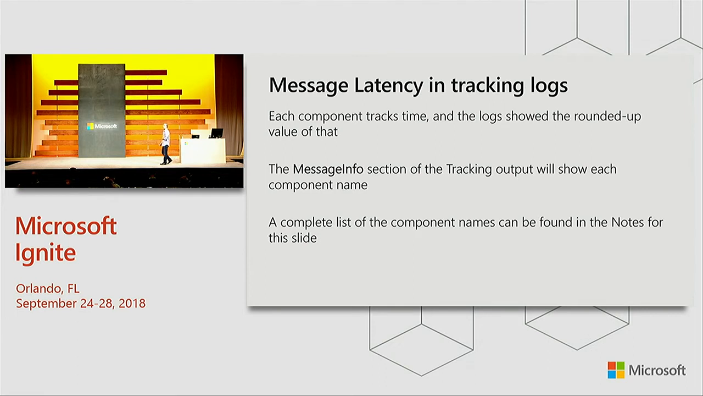Message latency and tracking logs. Another common ask is, how do we calculate this? Well, actually, each component calculates its own by itself. Each component is instrumented to do that, and it will provide values into the tracking log, and the logs simply show the rounded value of that. And if you look at the message info section of the logs, that's where you'll see the component names. But how do you decipher them?